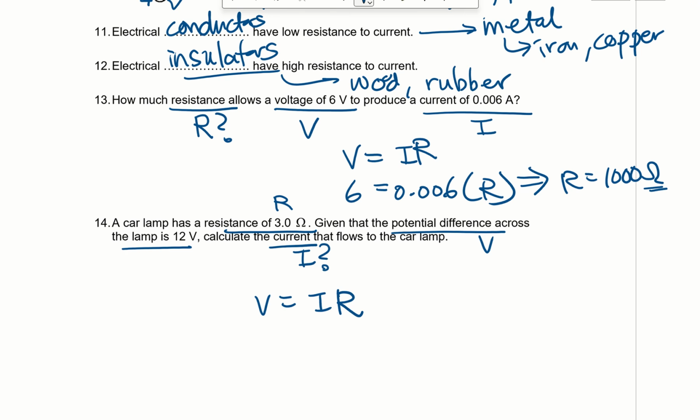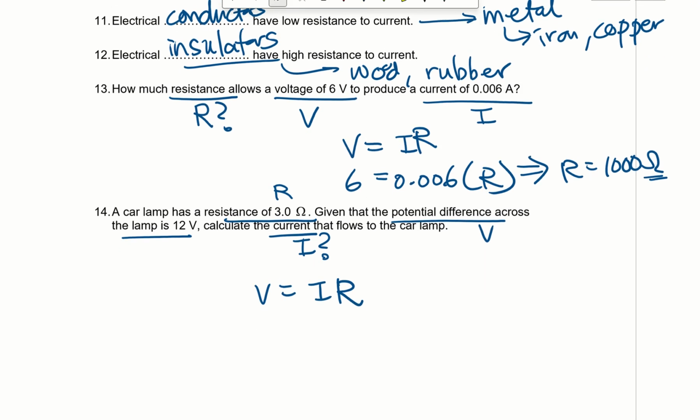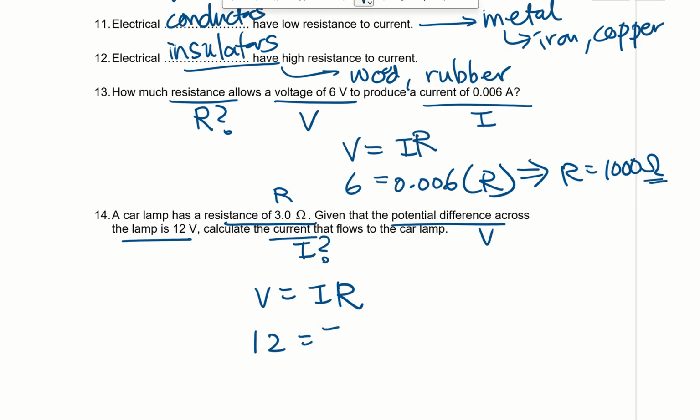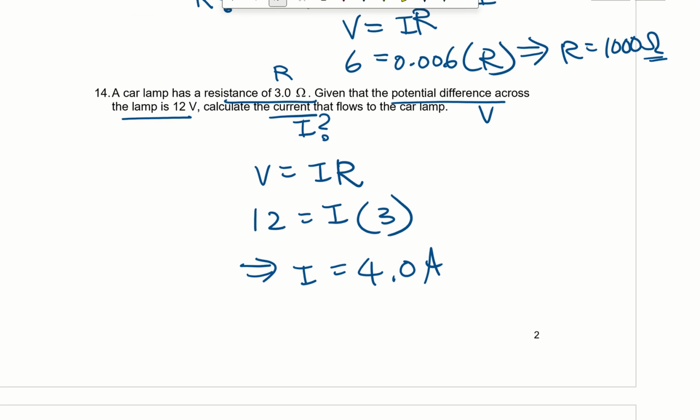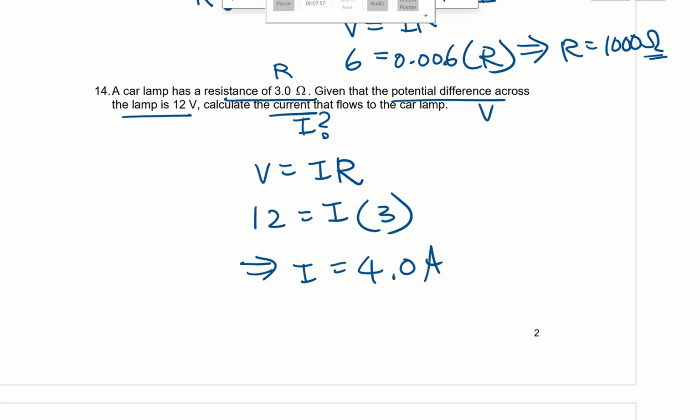After you have annotated and identified, it becomes easy to substitute into the formula. My V is 12, my I is unknown, my R is 3. Do your math properly and you will get I to be 4 ampere. Okay, so this is it for exercise 1.